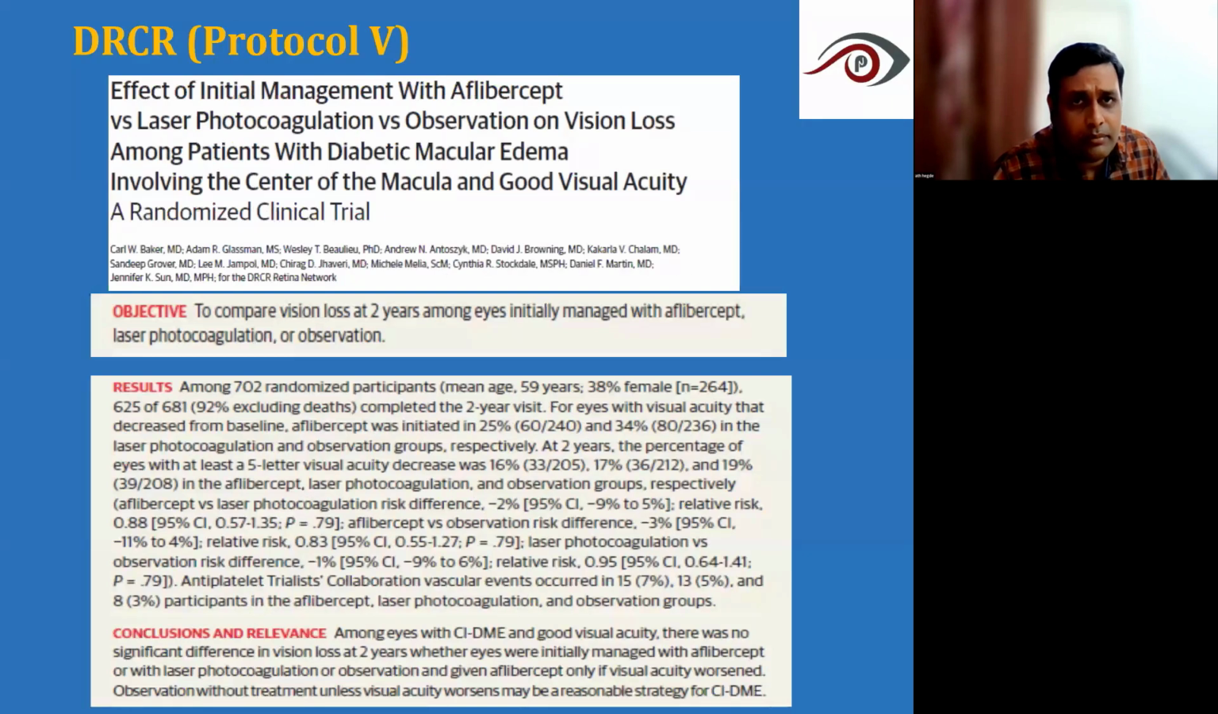This protocol, this is the recent protocol where the injection has come. So here they saw whether aflibercept versus laser photocoagulation or observation in the DME, which is better. And in that, if you see, there was no significant difference in the vision loss at 2 years if you are managed with aflibercept or with laser photocoagulation, or if you give observation. So it's better to give an injection if possible.